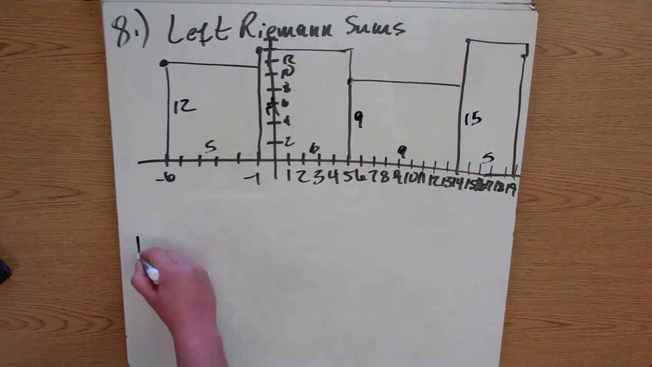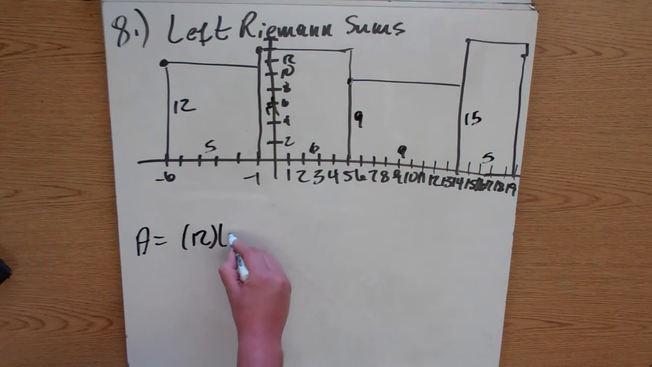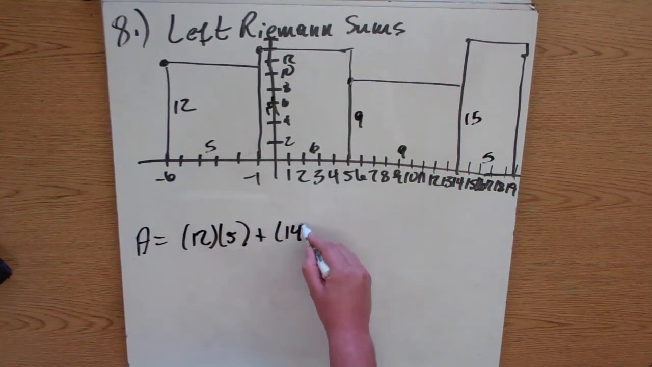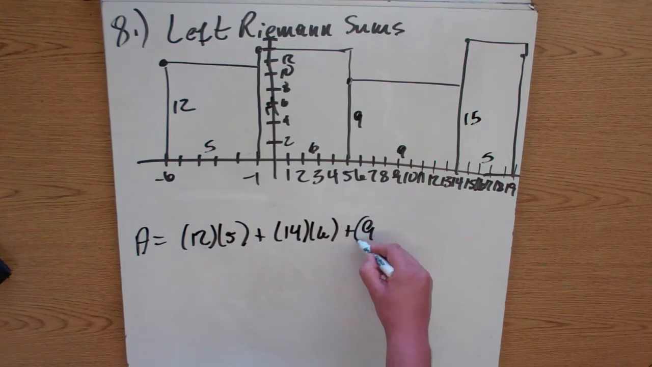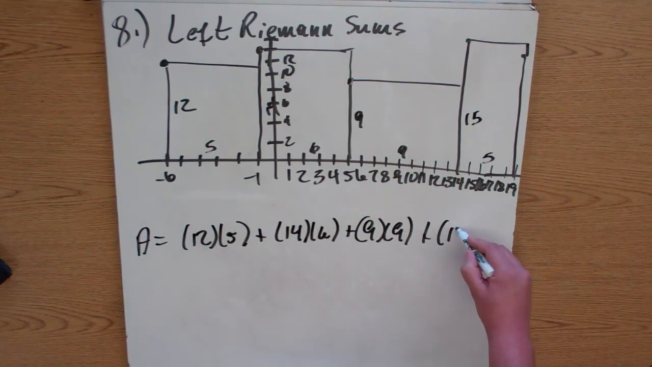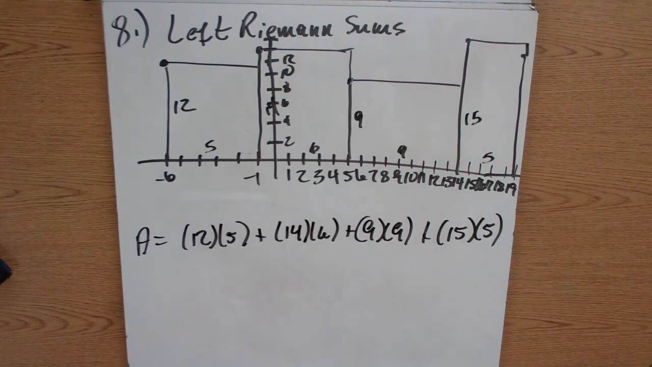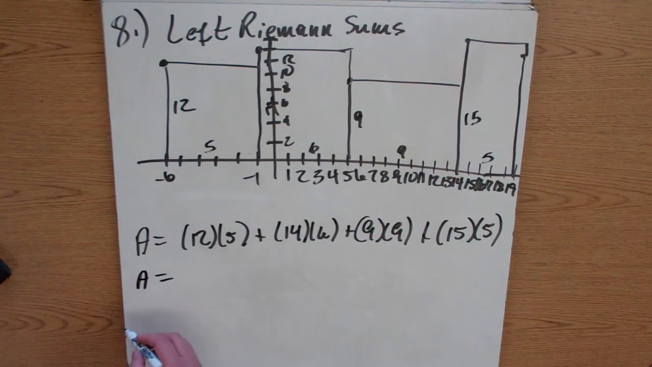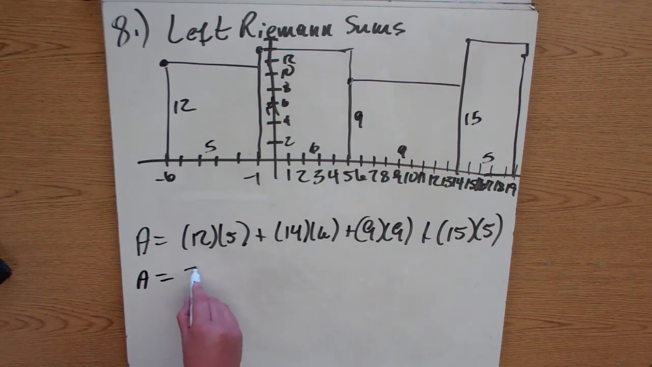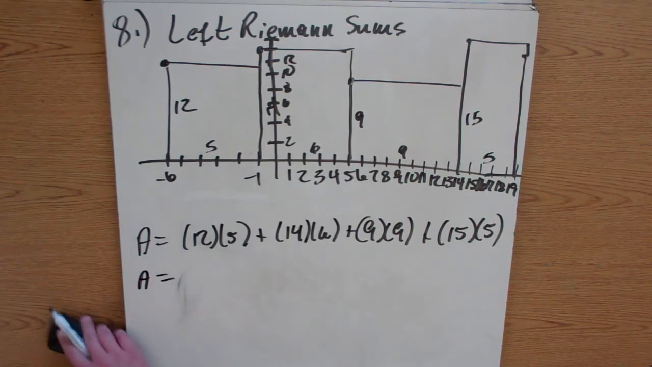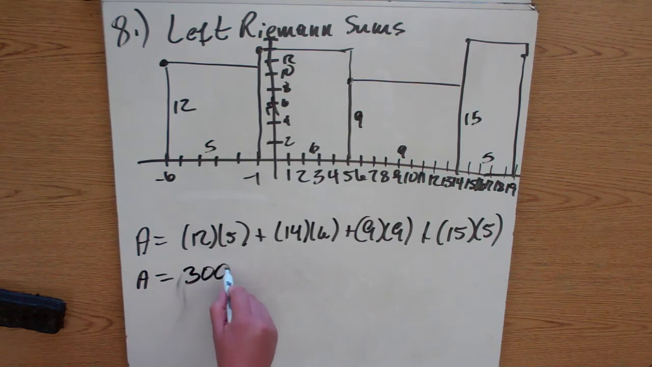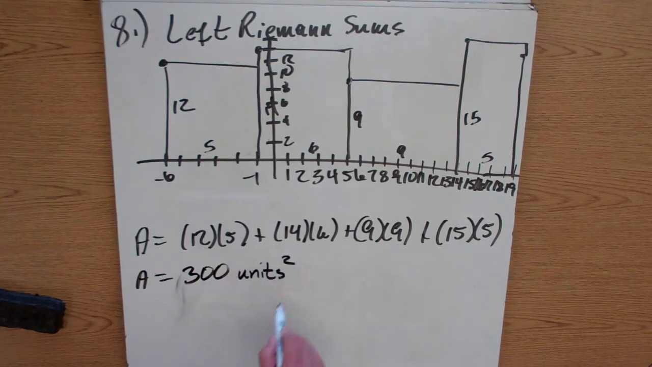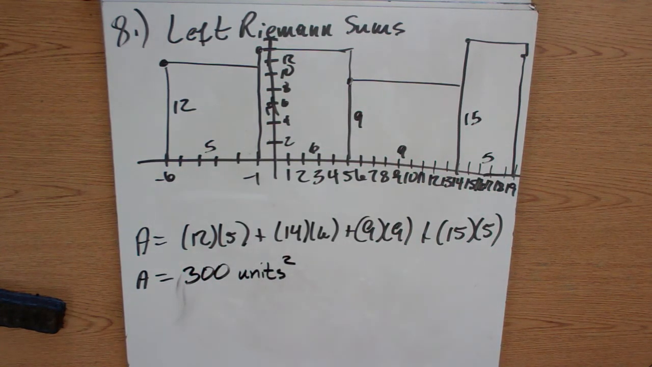So our total area is going to be 12 times 5 plus 14 times 6 plus 9 times 9 plus 15 times 5. Because all I did was figure up the area of these 4 rectangles, multiply them, add them, and we're finished. All right, after you add all this up, which is a simple punching it in the calculator, you should get 300, not 330, you should get 300 units squared. All right, so the left Riemann sums, you get 300 units squared.